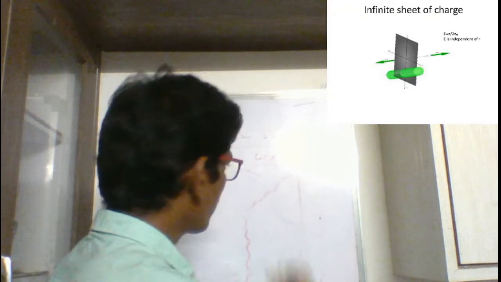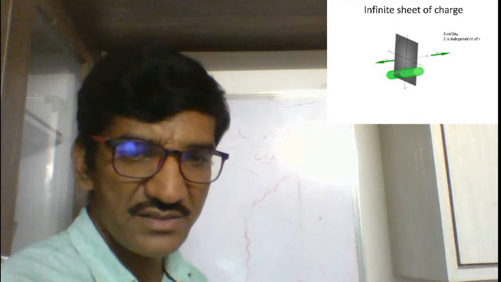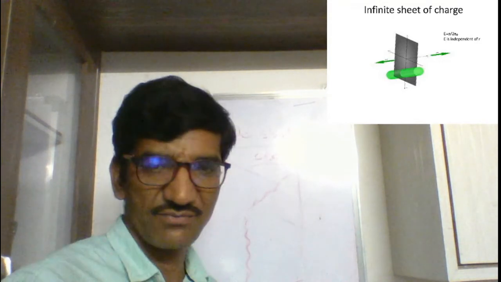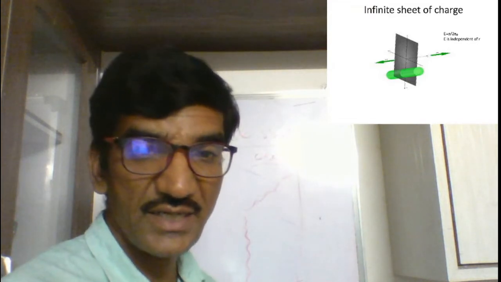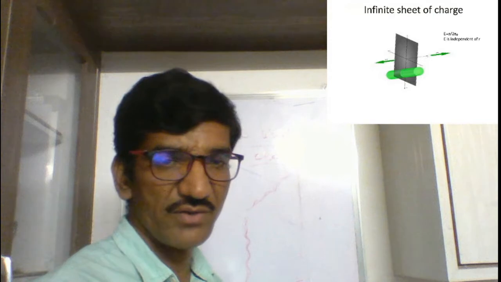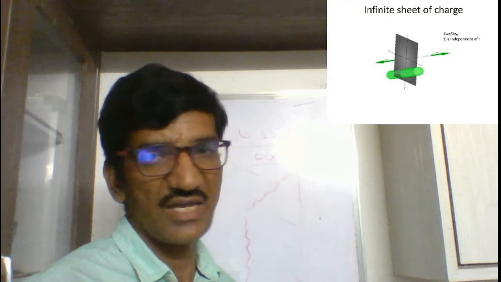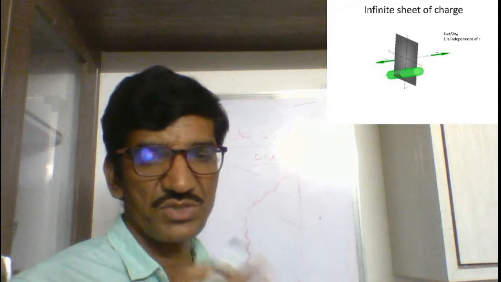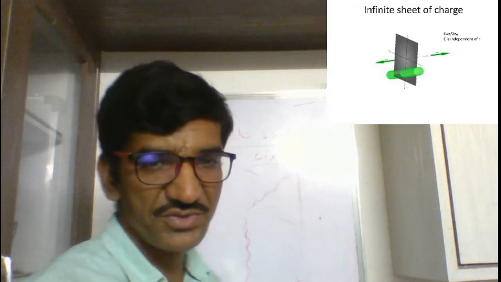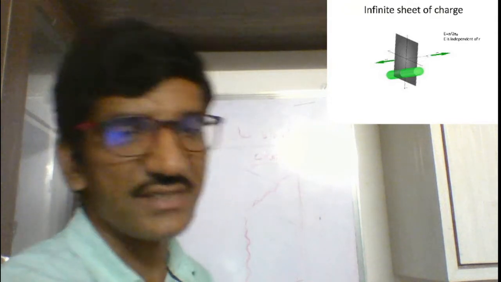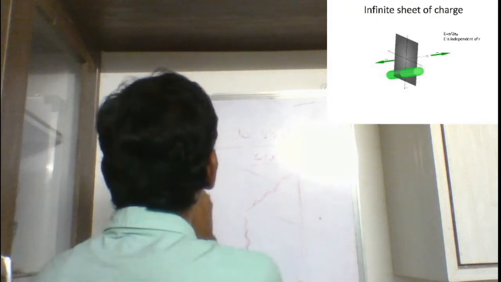Before that, let us define the problem. See here, its dimensions are infinite. So what we have to consider here, after dimensions, what we have to define? Distribution of charge. It is a plate, a two-dimensional object. So which quantity describes the charge distribution on this plate? Surface charge density.